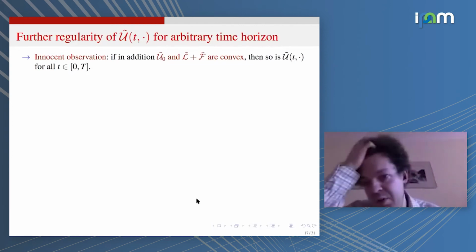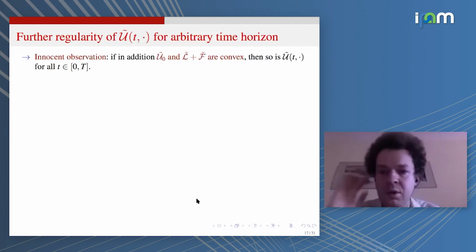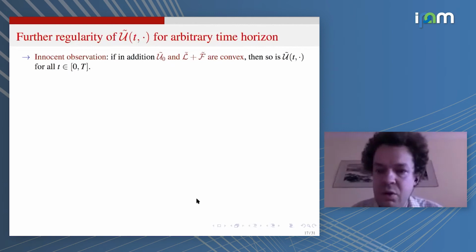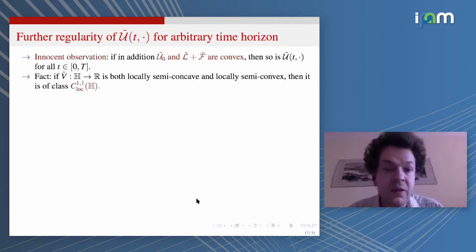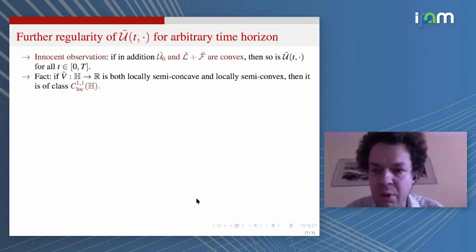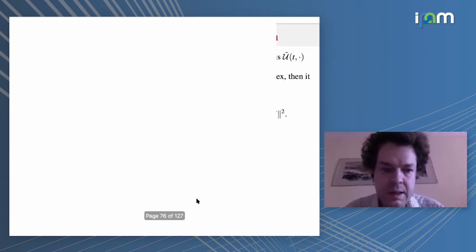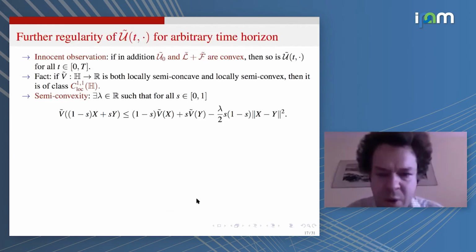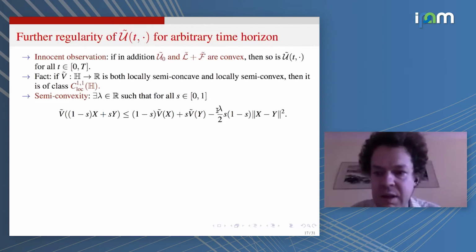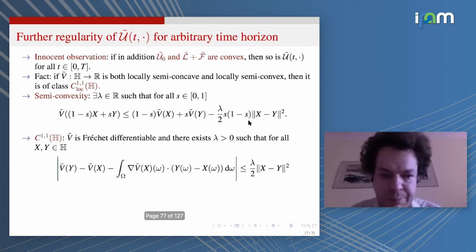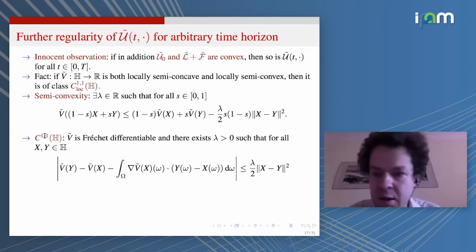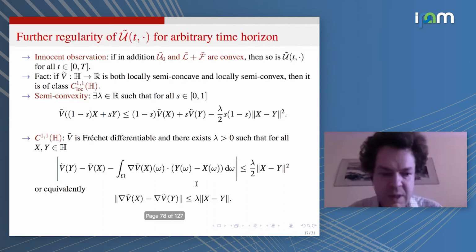And the innocent observation that we can make is that if you have some sort of convexity in the problem, then the value function is also convex in the X variable. And if you have convex and semi-concave functions, then these are C^{1,1} on the Hilbert space locally. Okay, and what do I mean by semi-convexity in the Hilbertian setting? I just mean that you have this kind of convexity corrected by this quadratic term. Okay, and what do I mean by C^{1,1} functions on the Hilbert space? This is just the standard first order Taylor expansion, and this makes sense on the Hilbert space, or equivalently that the gradient is Lipschitz.